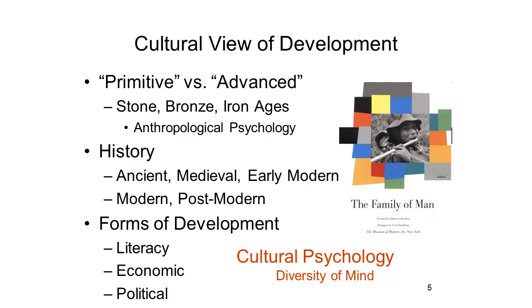And finally, there's a cultural view of development, which is concerned with the effects of various forms of social development on the development of the individual's mind and behavior. This is represented in its early form in what's known as anthropological psychology, which tries to describe what the so-called savage mind is like. This actually is an offshoot of 19th century European colonialism, which often sought to draw a contrast between the so-called advanced minds of the European colonists and the so-called primitive minds of those they colonized.